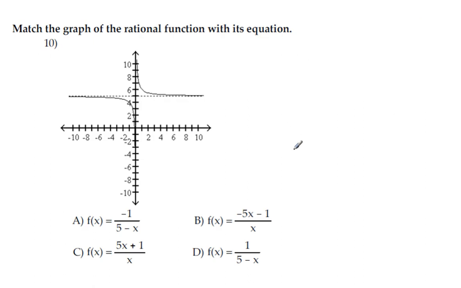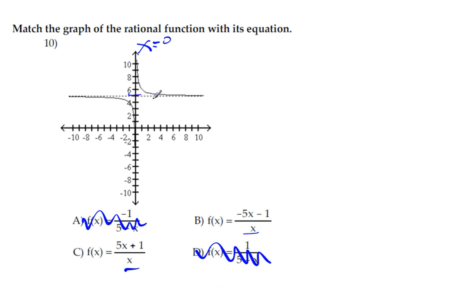Alright, rational function with its equation. This is a little bit tricky because we have to take what is in the graph and figure that out. The vertical asymptote here is at x equals 0. That means our bottom 0 is the bad number to plug in. So we're looking for one of these guys. We're not looking for the 5 on the bottom there because our number to plug in would have been 5. So our 0 here means we need nothing but 0, or just x on the bottom.